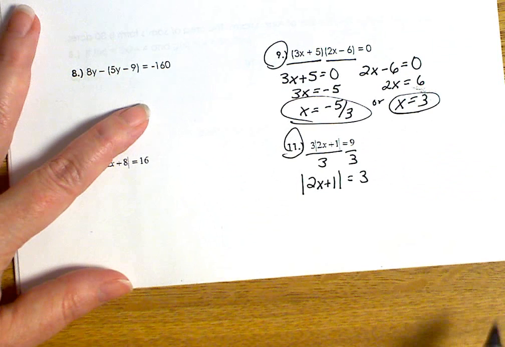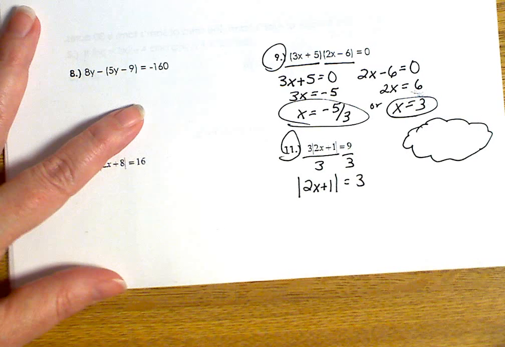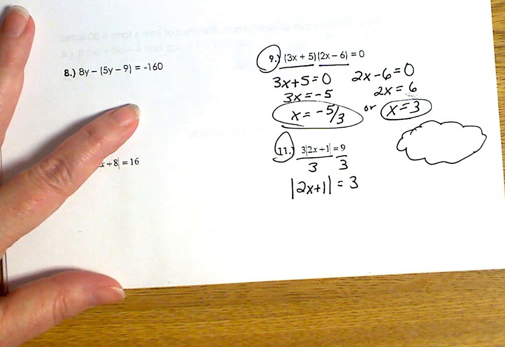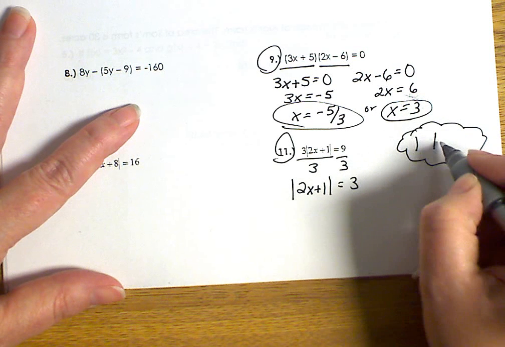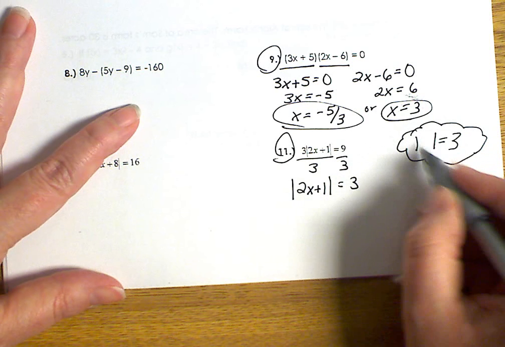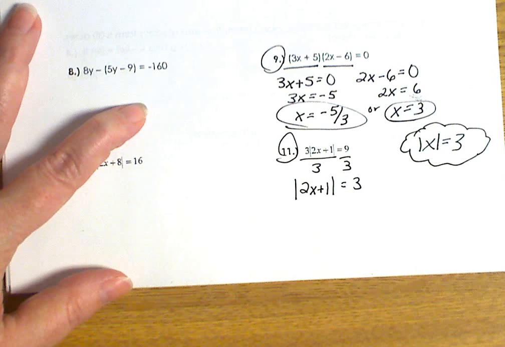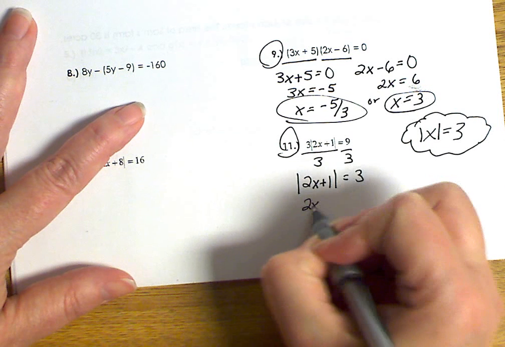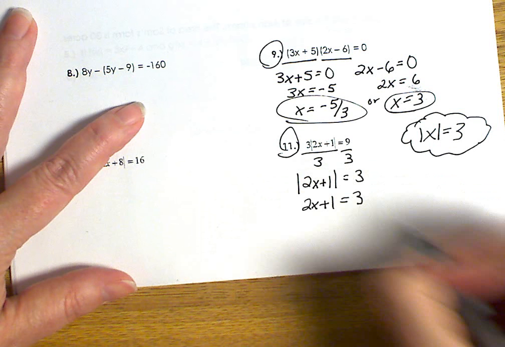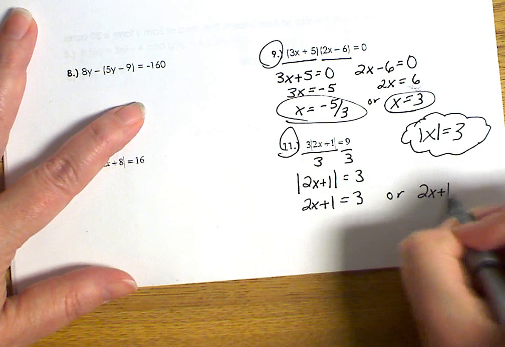Now, you know those bubbles that you see above cartoon characters when they're thinking? If you have an absolute value sign and it equals 3, what could be in here? 3 or negative 3. So that means that 2x plus 1 either equals 3 or 2x plus 1 would equal the negative 3.